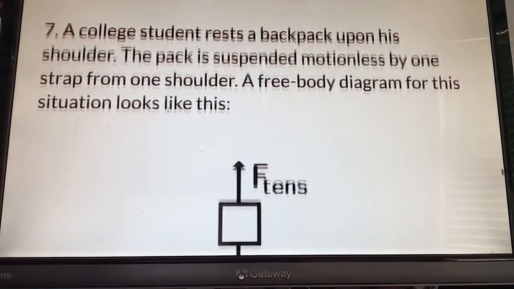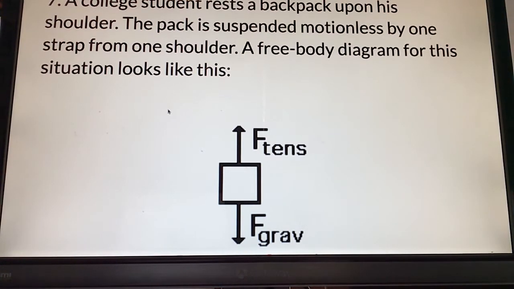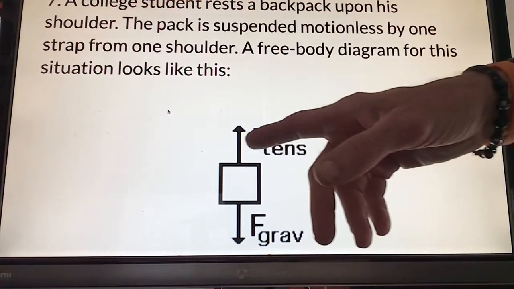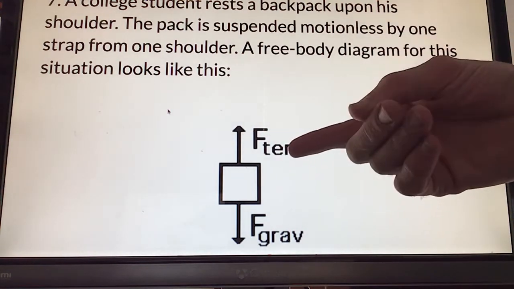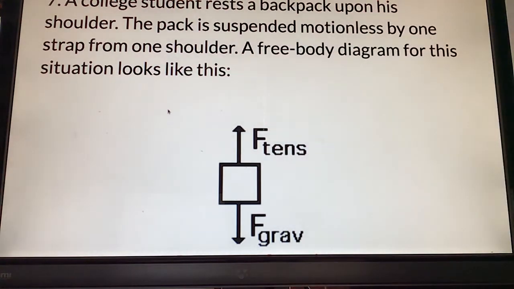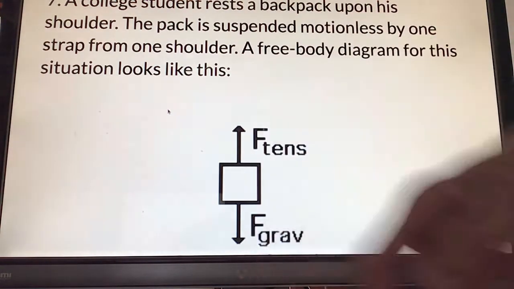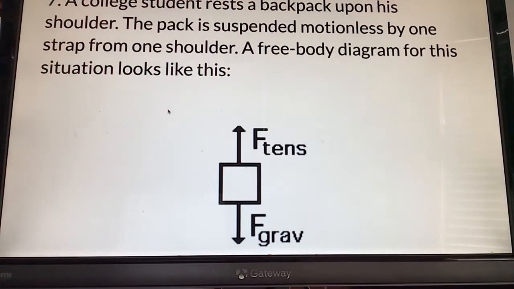Another example. A college student rests a backpack upon his shoulder. The backpack is suspended motionless by one strap. A free body diagram for this situation. So this is the backpack, and this represents the strap. They're using F tension to represent it. Remember, tensional force could be a rope, a cable, in this case a strap from a backpack. Gravity is obviously pulling down on this, and it's not moving up and down. It's at a constant speed up and down of 0. It's just on the kid's shoulder.